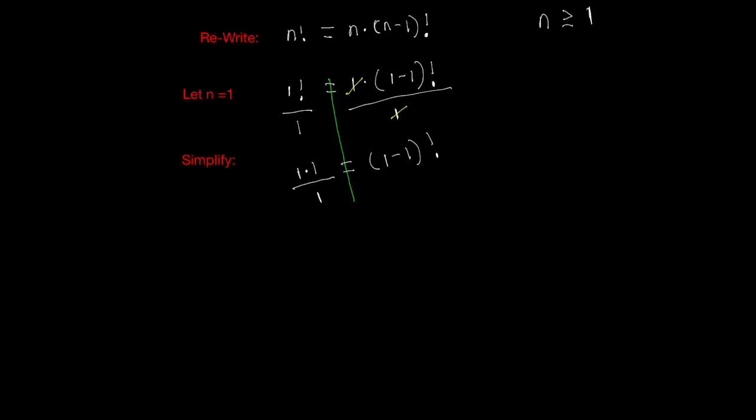Now here on the left hand side we can also cancel out 1, so we can cancel out this one with that one, and we're left with 1 equal to, and now let's evaluate what's inside the parentheses. 1 minus 1, that's going to give us 0 factorial, and hence 1 is equal to 0 factorial.